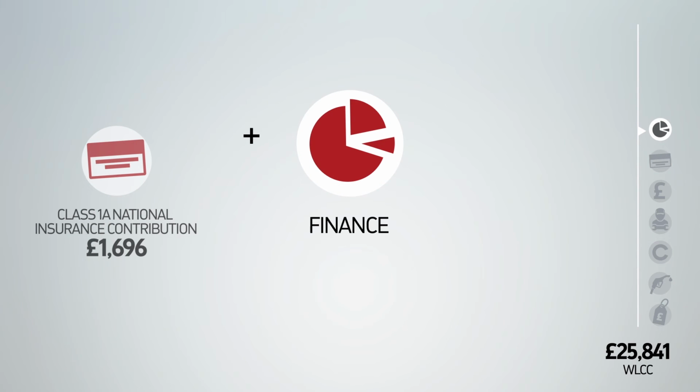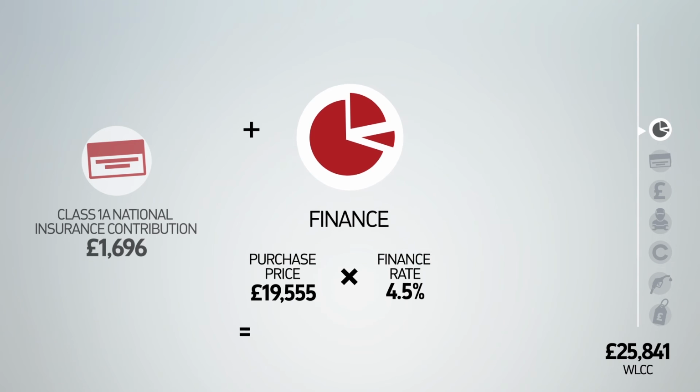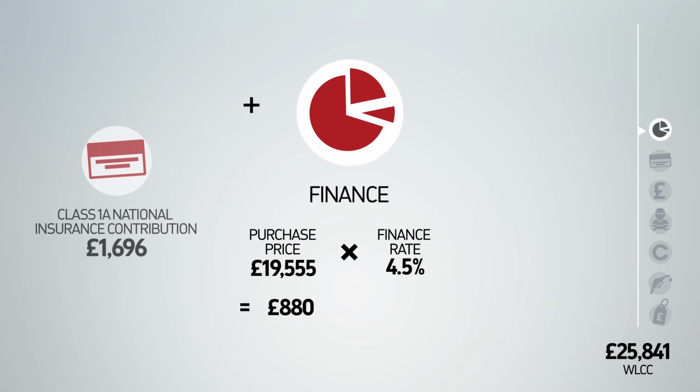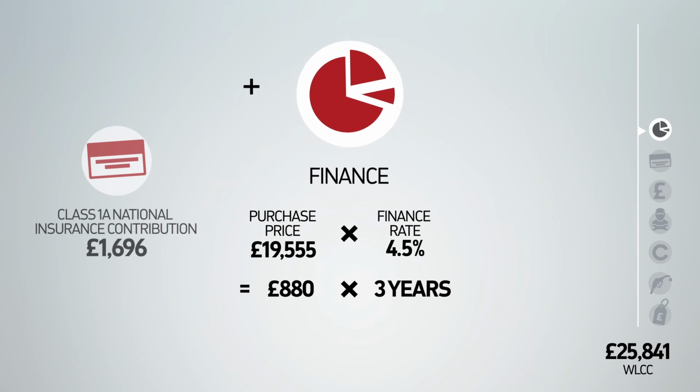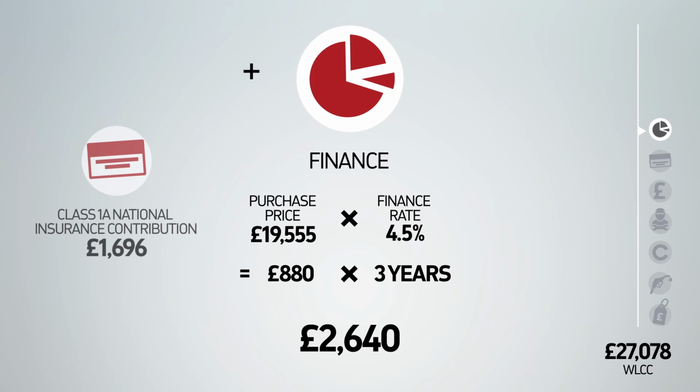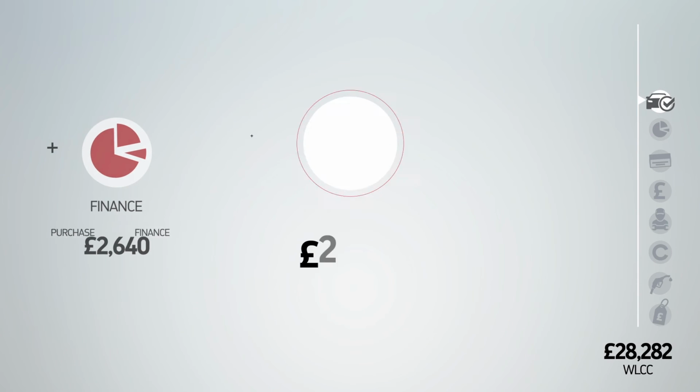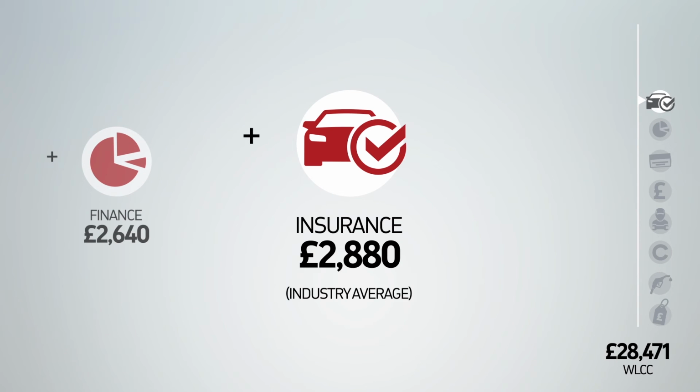It's also important to include the cost of financing the vehicle and your insurance costs over its lifetime. In this example, we've assumed a finance rate of 4.5%. This percentage is multiplied by the purchase price of £19,555 to give an annual finance cost of £880, which is then multiplied by the number of years in the agreement, in this case 3, to give total finance costs of £2,640. We have also added industry average insurance costs of £2,880.